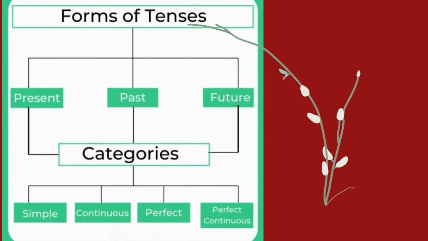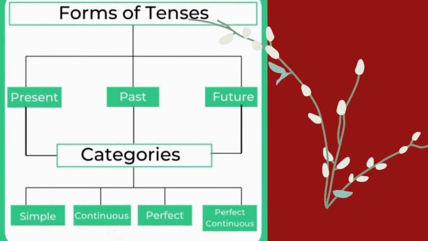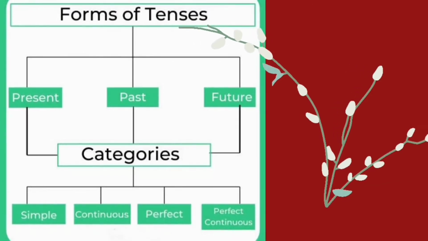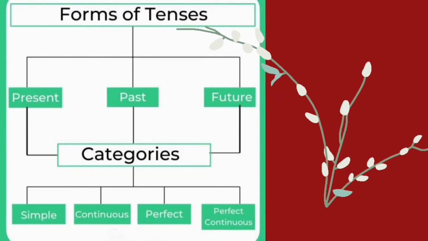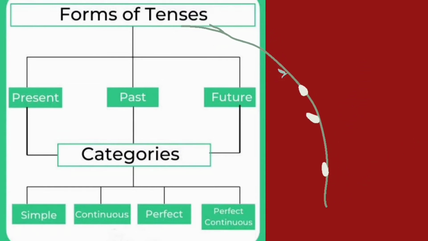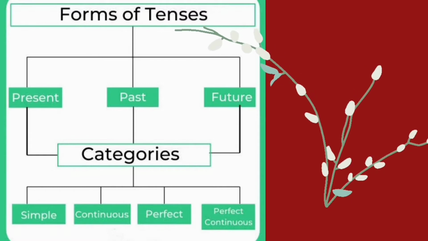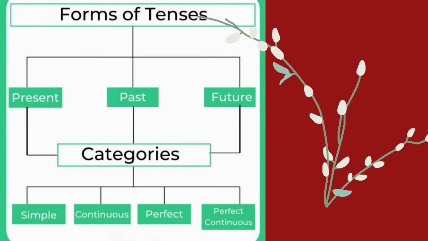Further, each of these tenses is divided into four categories: simple, continuous, perfect and perfect continuous. These are the four categories that each of these tenses is divided into.